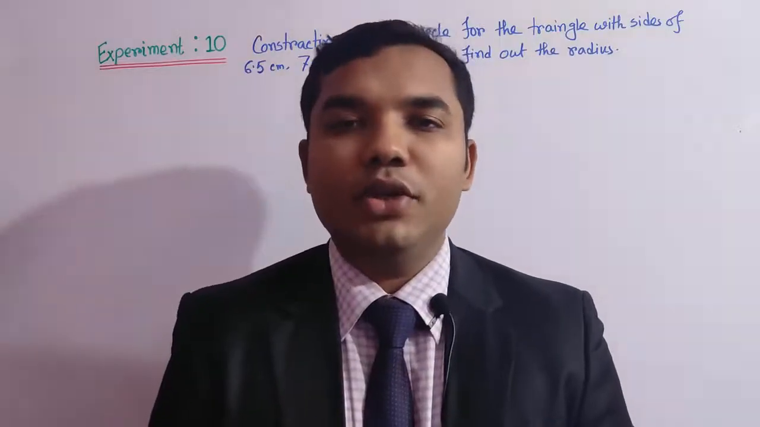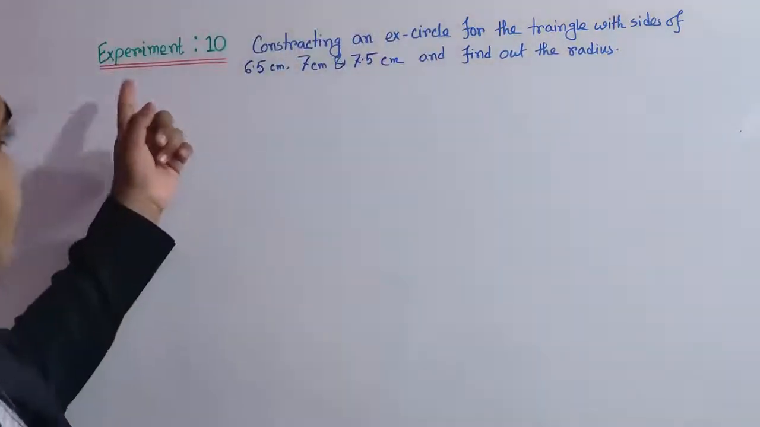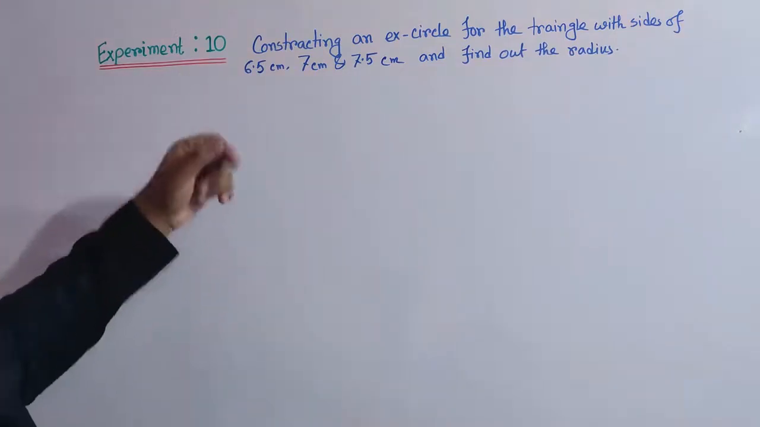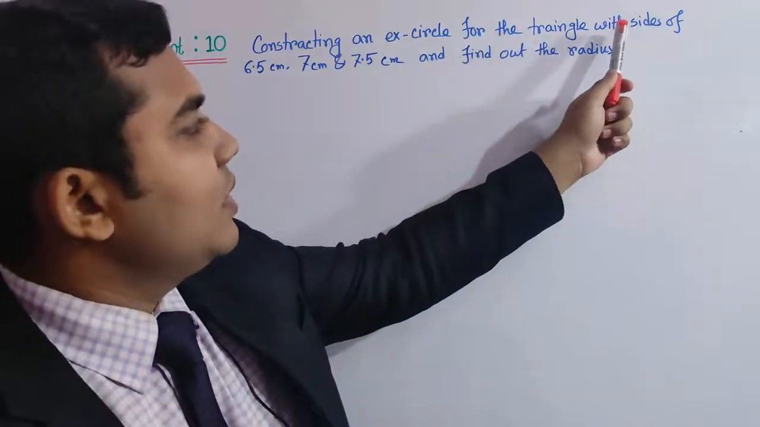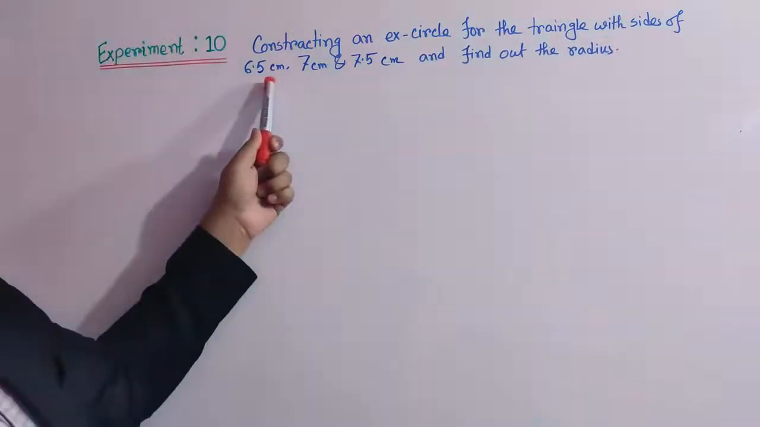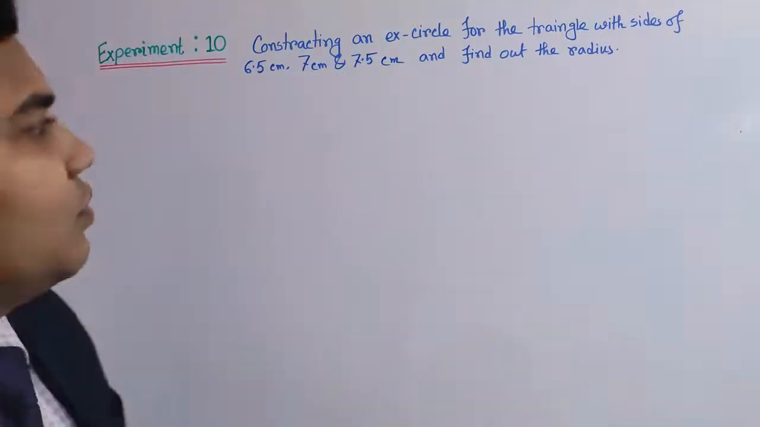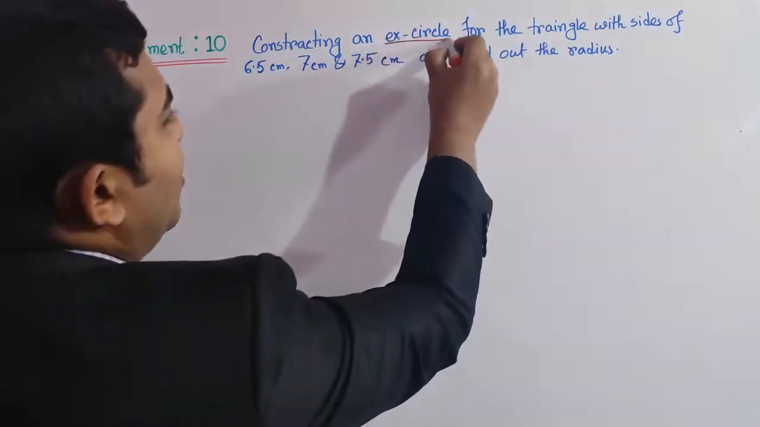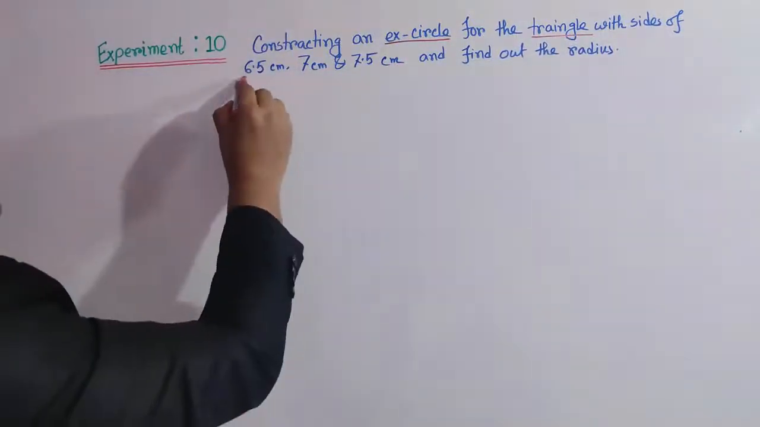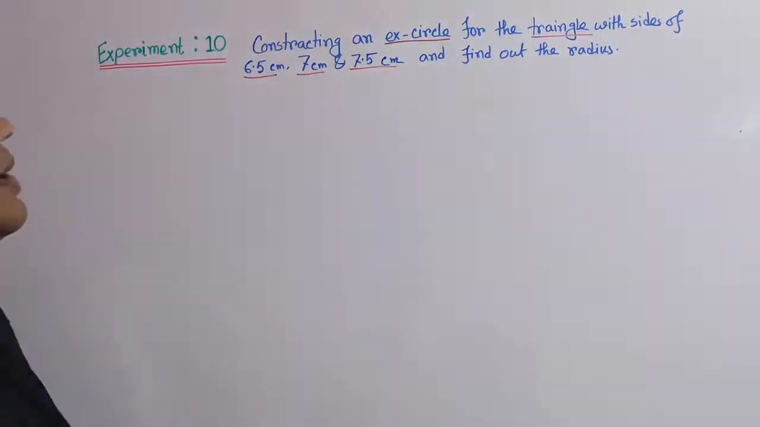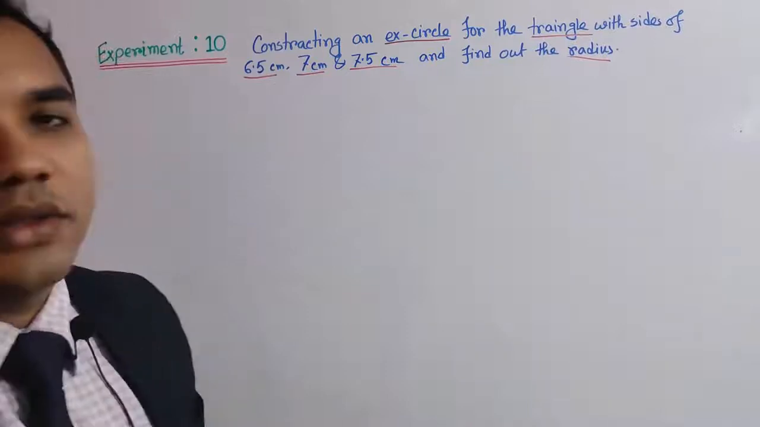According to our lesson plan, we are going for a practical today, and today's topic is experiment number 10. Experiment number 10 says: construct an excircle for the triangle with sides of 6.5 centimeter, 7 centimeter and 7.5 centimeter, and find out the radius. So what do we need to find? We need to draw an excircle of a triangle whose sides are 6.5 centimeter, 7 centimeter and 7.5 centimeter, and find out the radius too.